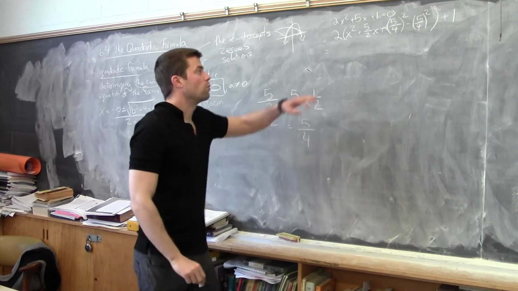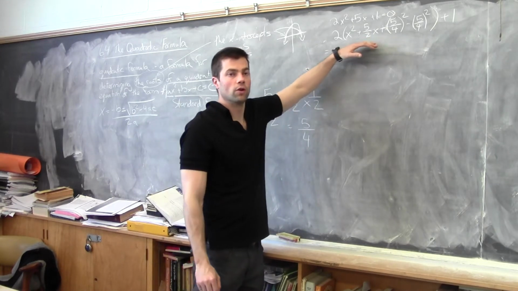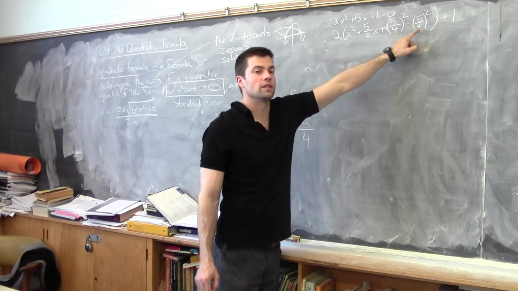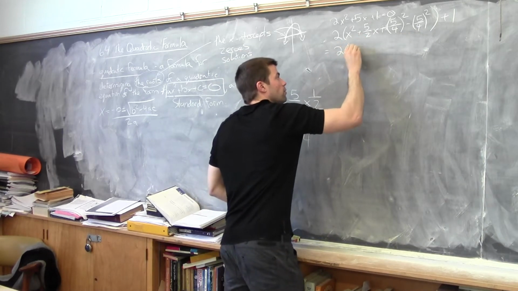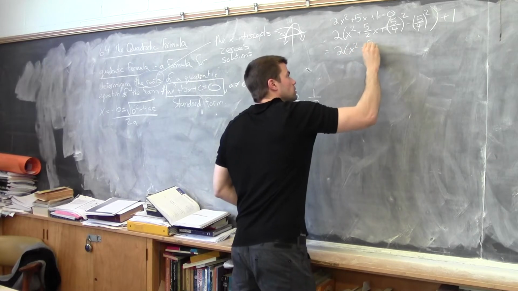The next step is we want to create our perfect square trinomial. So we need to eliminate this last term here. In order to do that, we're going to leave everything as is, the first 3 terms.